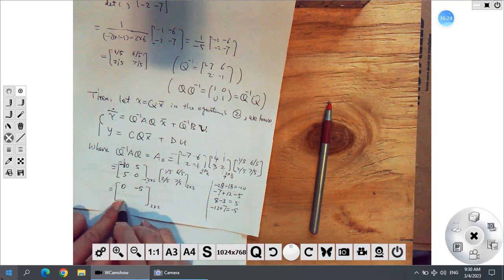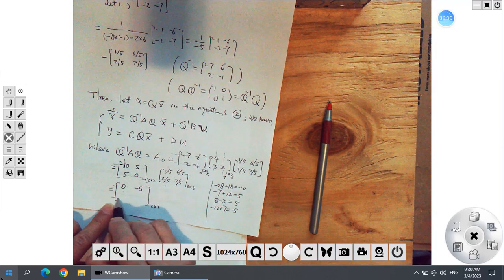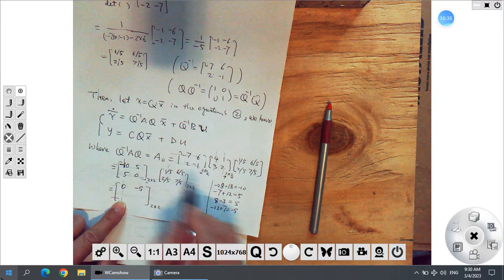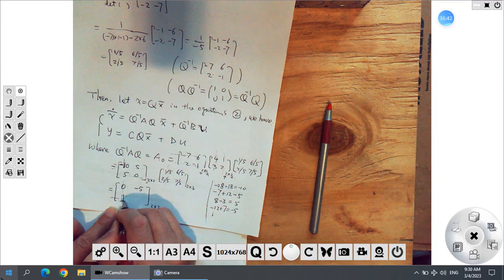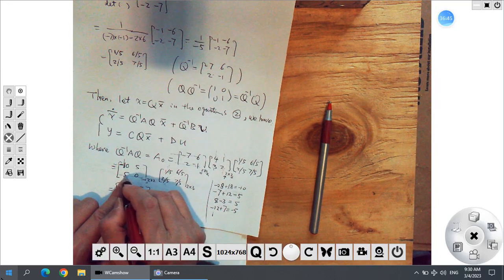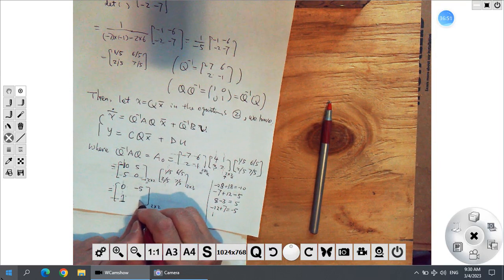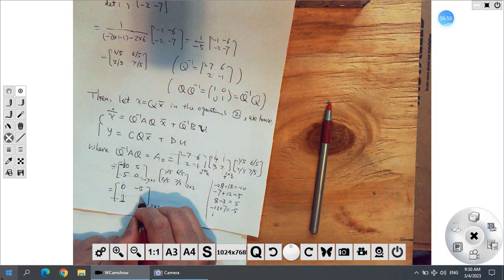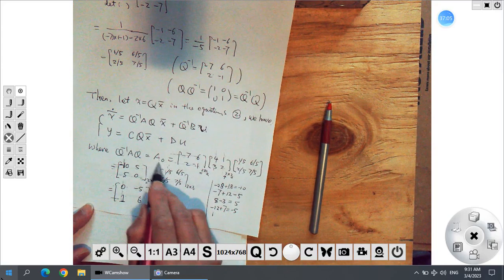And then this element is the second row times the first column. Second row, first column, I get 1 times this 1, and this times is just 0. Okay, so this is just 1. And then last, the second row times the second column is here. So 5 times this, I get 6. This is just 6. Alright. Okay. So we have AO.